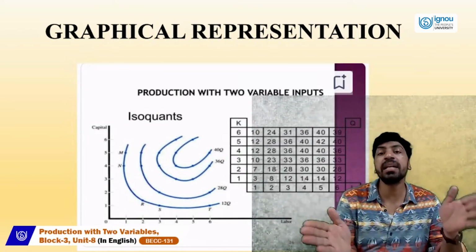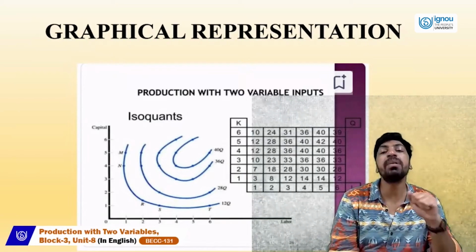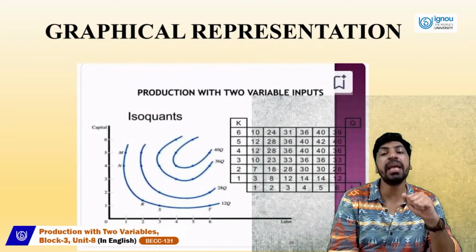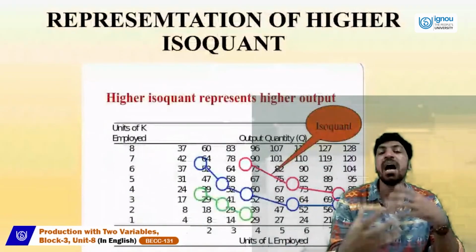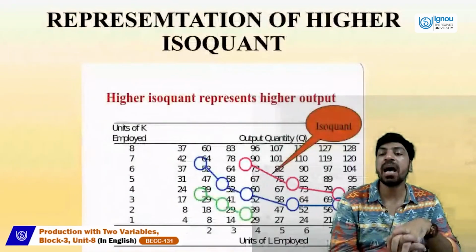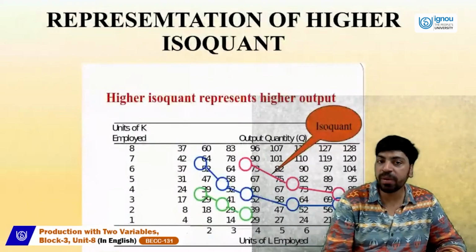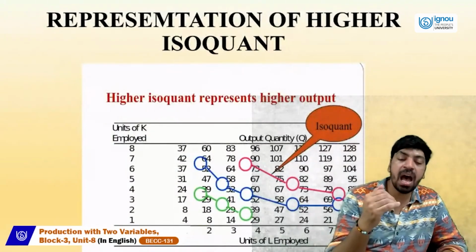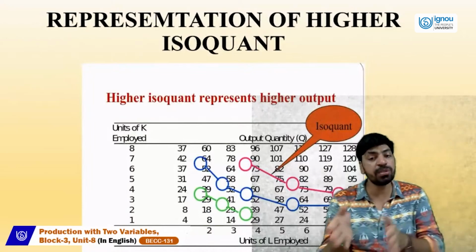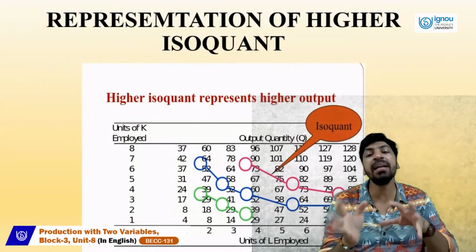This is the graphical representation of production with two variable inputs in the long run. You can see which one is the higher isoquant, representing the higher output. So it is a representation of the higher isoquant. The particular level of output, the higher units produced by combining the two inputs, labor and capital, is called the higher isoquant.